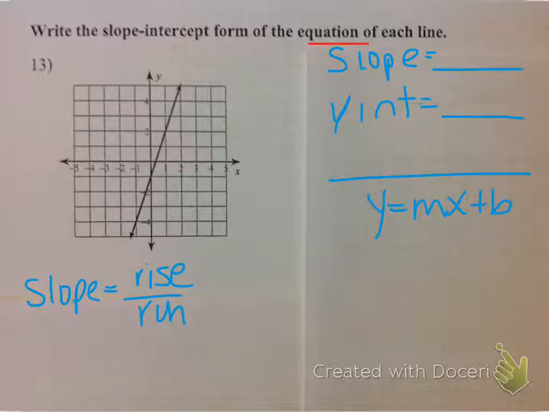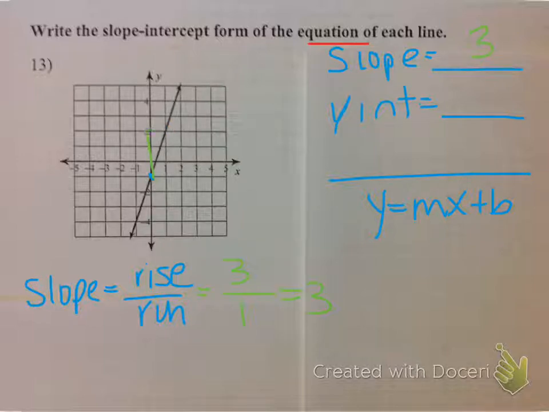I'm going to identify 2 points. So I'm going to say right there and right there. And I'm going to do rise. Between them is 1, 2, 3 spots. And the run between them is only 1. So I'm going to say that my slope is 3.